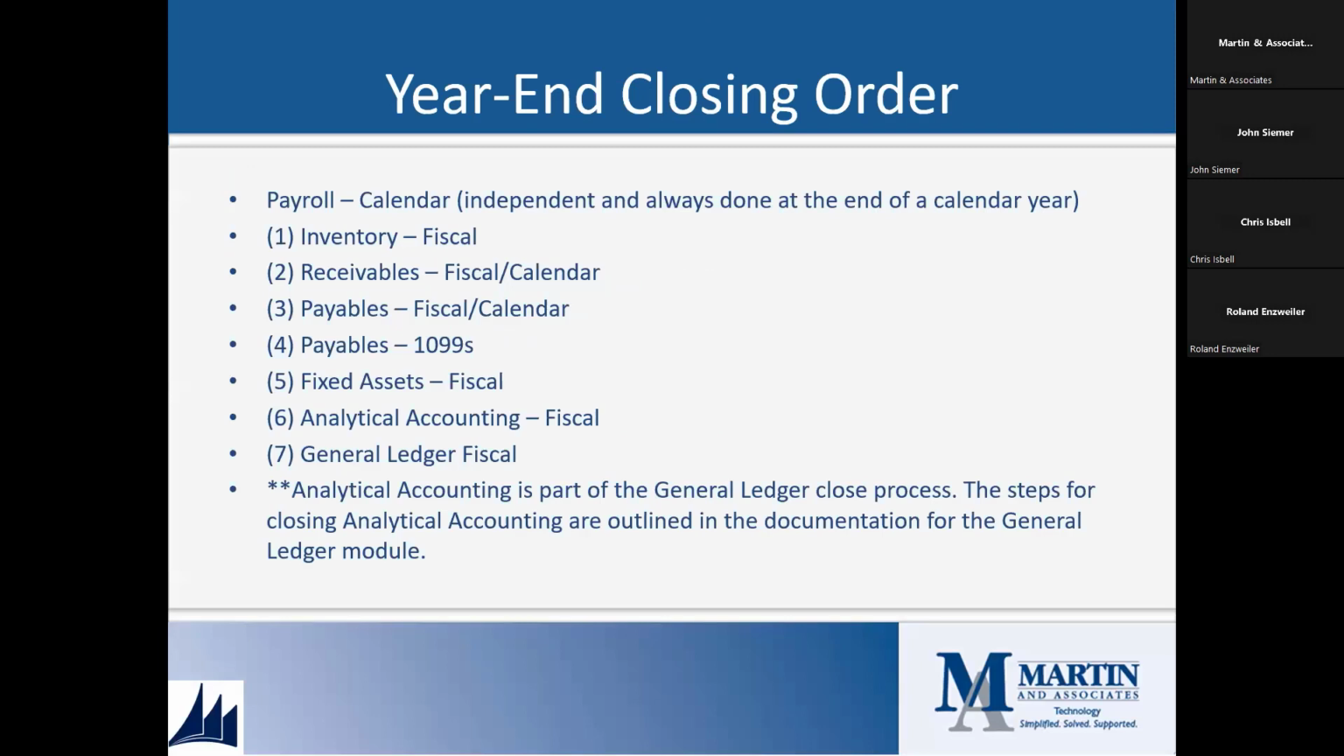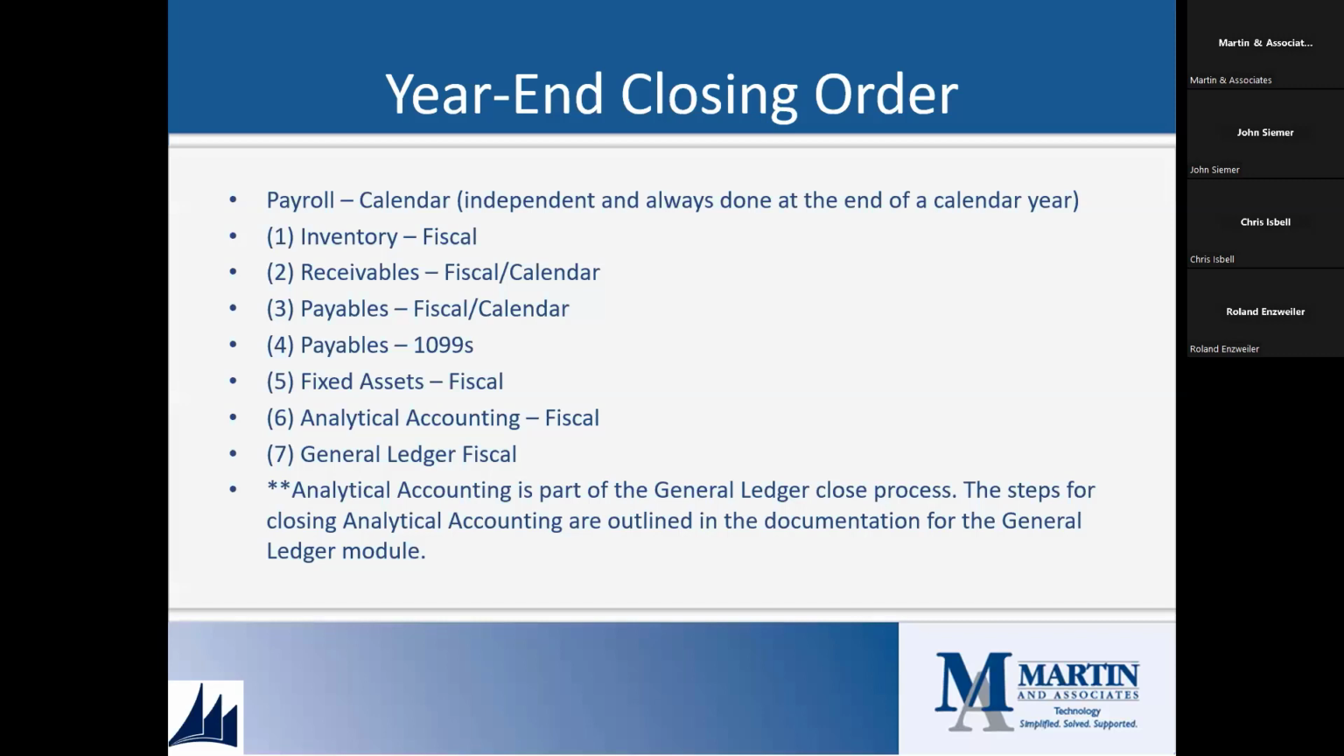So this is the general order that you want to process your year-end closes on the different modules. You want to do inventory, receivables, and payables before the end of the fiscal or calendar year for the most part. I think for the folks we're dealing with here, it's the calendar year, 12/31. You want to close those modules on or near that last day of the month, last day of the year.